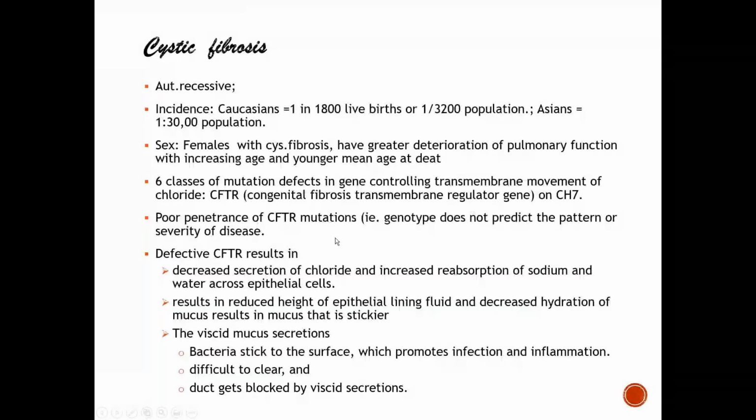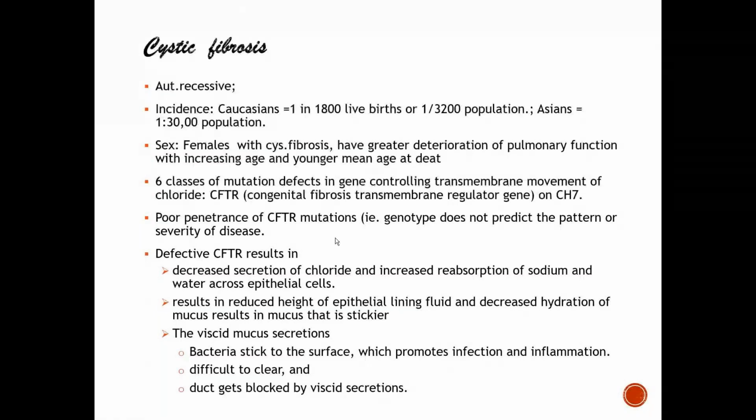Now, the CFTR mutations have a poor penetrance. That basically means that the genotype, if you look at the genetic structure, does not predict whether the pattern of the disease is going to be severe or mild. So just doing a genetic study in a patient would not tell you about the clinical manifestation. It tells you, yes, the disease is present. It will not tell you about the degree of clinical manifestation in that particular patient.